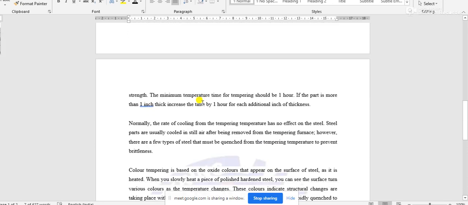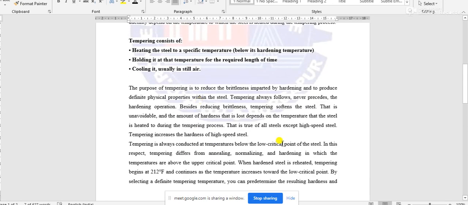The tempering process is done obviously after hardening, not before hardening of the steel. After hardening we have to apply the tempering process to relieve the extra internal stress from the steel.